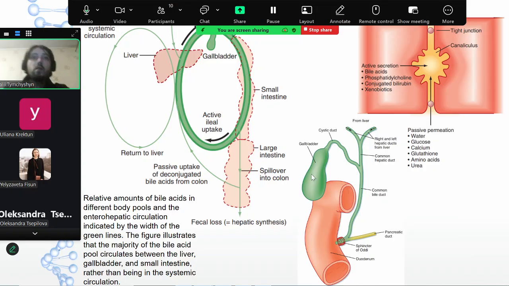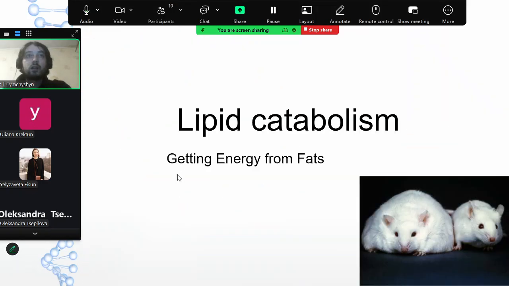So relative amounts of bile acids in different body pools and the enterohepatic circulation are indicated with the widths of these green lines, and this figure basically illustrates that the majority of the bile acid pool circulates between the liver, gallbladder, and small intestine. So it's not in a systemic circulation; it's there. Good.